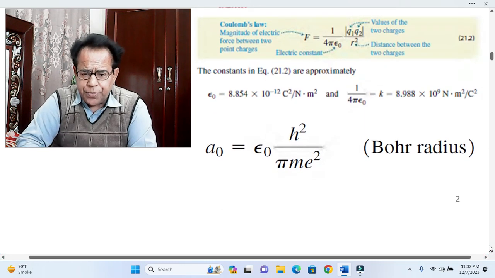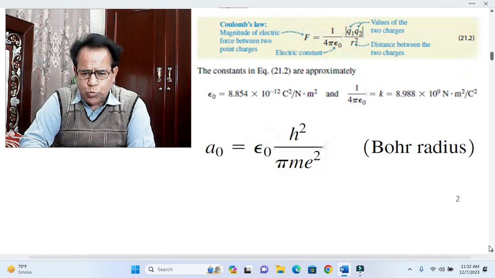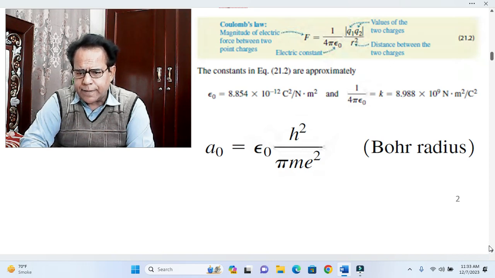Coulomb's law, magnitude of electric force between 2 point charges. F is equal to 1 over 4 pi epsilon naught, this is called electric constant, into q1 q2 absolute value or magnitude divided by r square, where r is the distance between the two charges and q1 q2 are the values of the two charges.